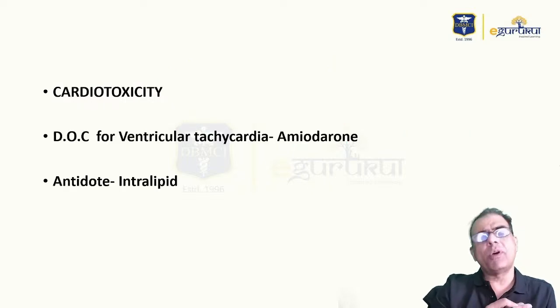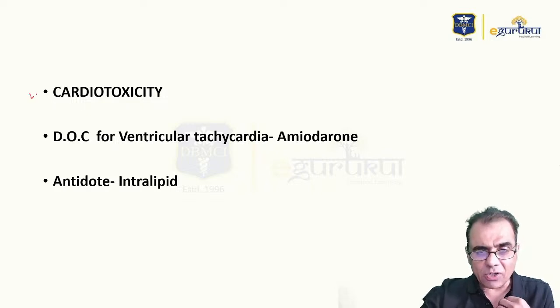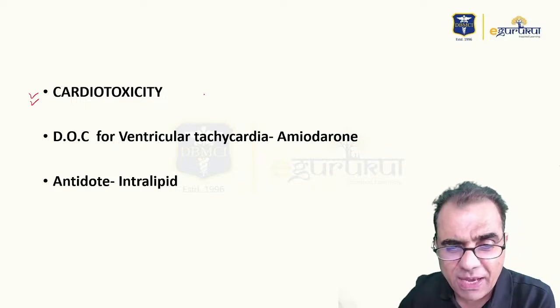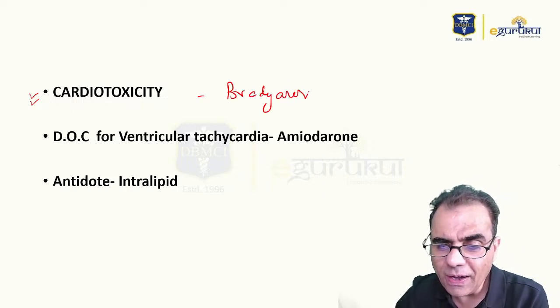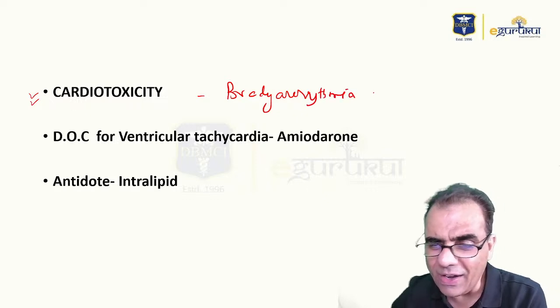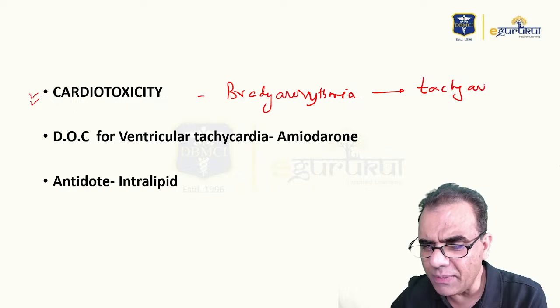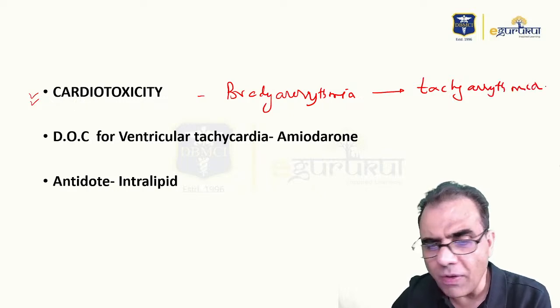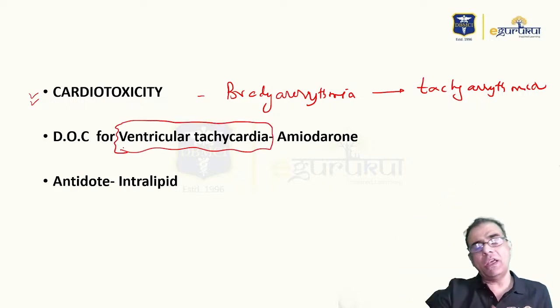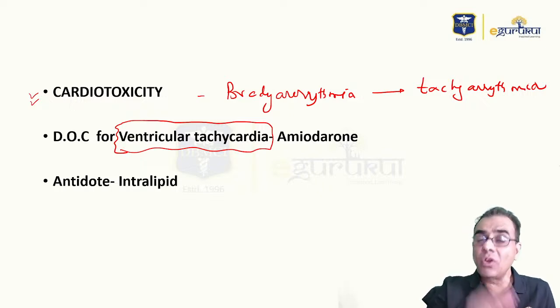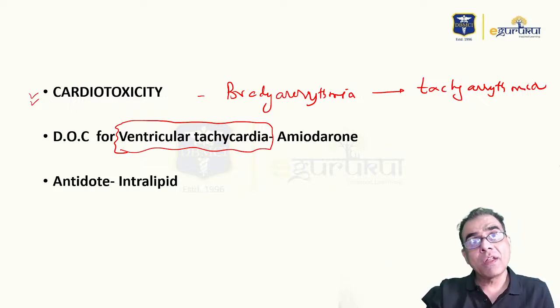Then the very important thing about bupivacaine that you must know is cardiotoxicity. Cardiotoxicity can manifest in any form, ranging from any kind of bradyarrhythmia to any kind of tachyarrhythmia. All arrhythmias do occur with bupivacaine, and ventricular tachycardia is not uncommon. Normally, we use lignocaine for the treatment of ventricular tachycardia, while bupivacaine itself can cause ventricular tachycardia, and if ventricular tachycardia occurs after bupivacaine, the drug of choice is amiodarone.